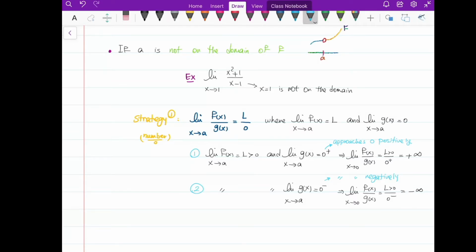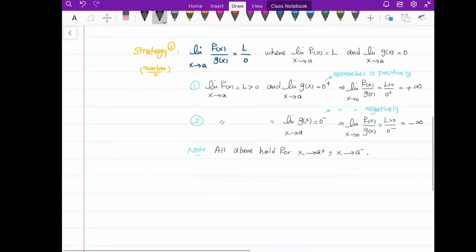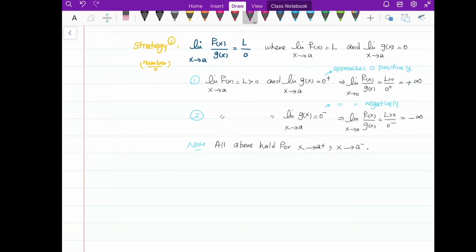Let me give you a note. All of these situations, situations 1 and 2 above, hold for x goes to a from the right hand side or x goes to a from the left hand side, when we have the side limit and these situations. Let me have just an example and then you will see.